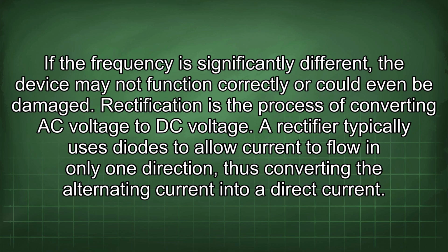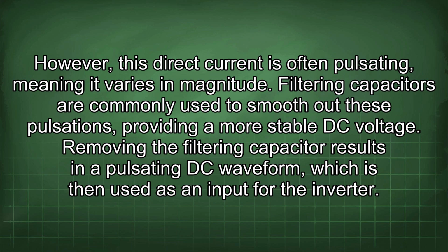Rectification is the process of converting AC voltage to DC voltage. A rectifier typically uses diodes to allow current to flow in only one direction, thus converting the alternating current into a direct current. However, this direct current is often pulsating, meaning it varies in magnitude. Filtering capacitors are commonly used to smooth out these pulsations, providing a more stable DC voltage. Removing the filtering capacitor results in a pulsating DC waveform, which is then used as an input for the inverter.